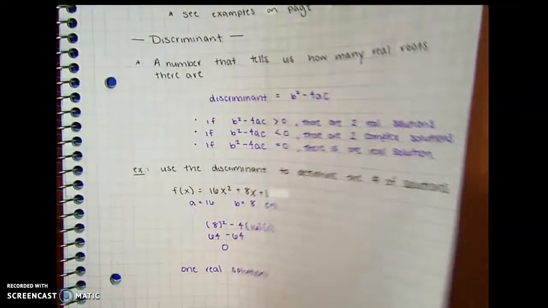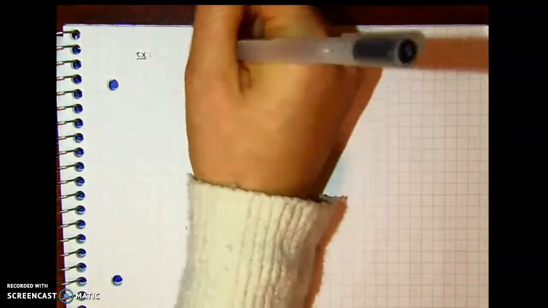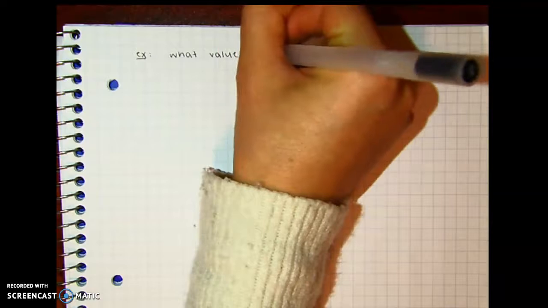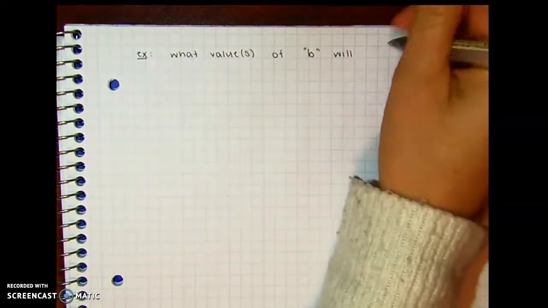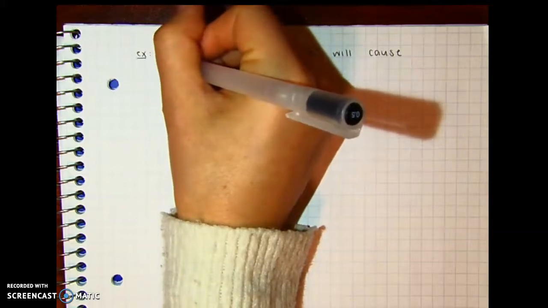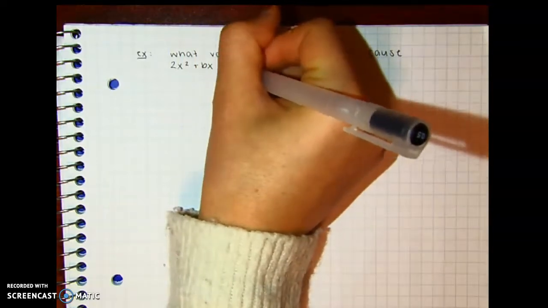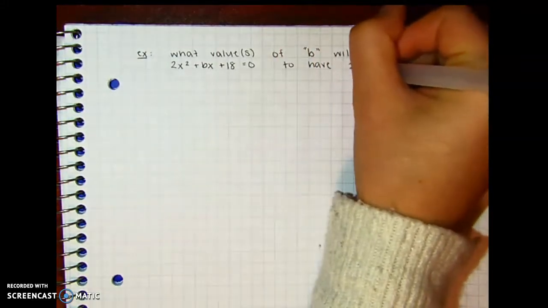Another kind of problem that I could give you, which you did not do in Algebra 1, but probably could have, is instead of just using the discriminant to determine how many zeros there are, you could ask what values, or value, we don't know, of b will cause 2x squared plus bx plus 18 to have one real solution.